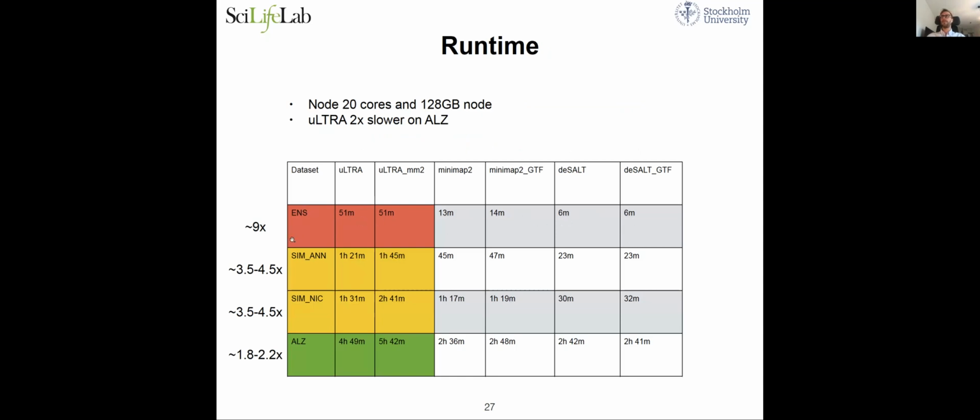But as the number of reads increases, this overhead reduces, and it's eaten up by the total alignment time. So for instance, for biological data sets where we have 4 or 5 million long reads, we can see that we're about 2 times slower. So we take around 5 to 6 hours instead of 2.5 to 3 hours.